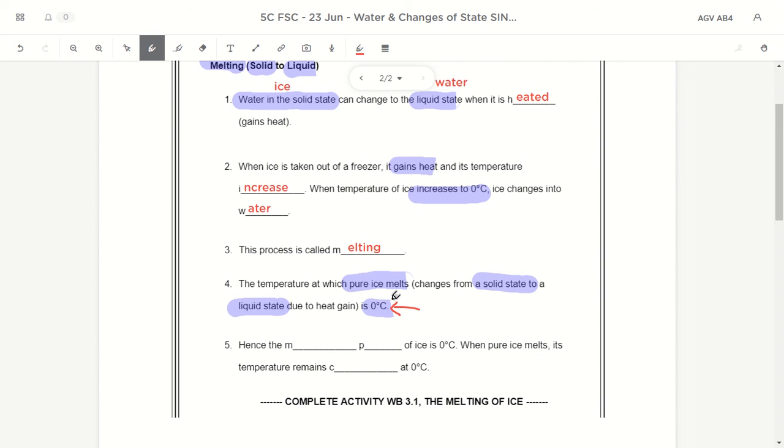If the ice is at minus 10 degrees Celsius, minus 5 degrees Celsius, or even minus 1 degree Celsius, it will not melt. It just increases in temperature. However, once it hits 0 degrees, or once it goes beyond 0 degrees Celsius, it will start to melt. So this temperature is what we call the melting point of ice, because when the ice reaches this temperature, it will start to melt. Okay, melting point.